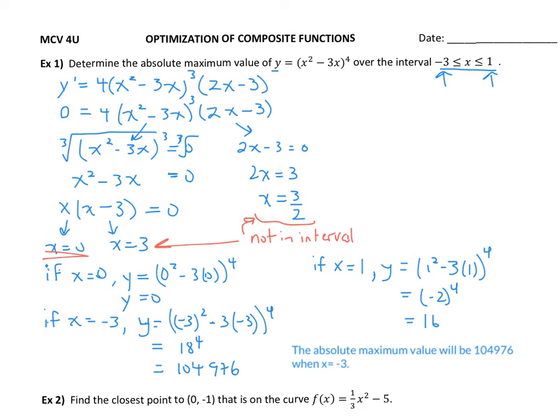So hopefully that makes sense. We've done these questions before. Everything's still similar to what we've done. The only difference is we're working with these composite functions now.